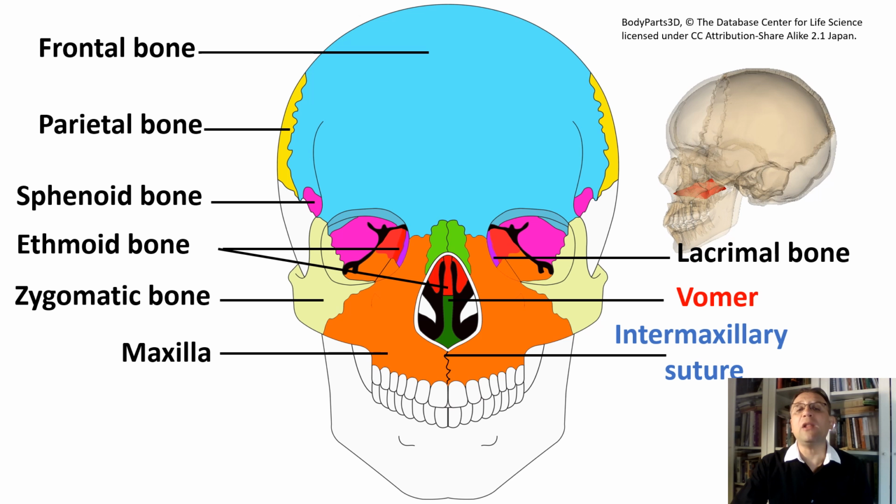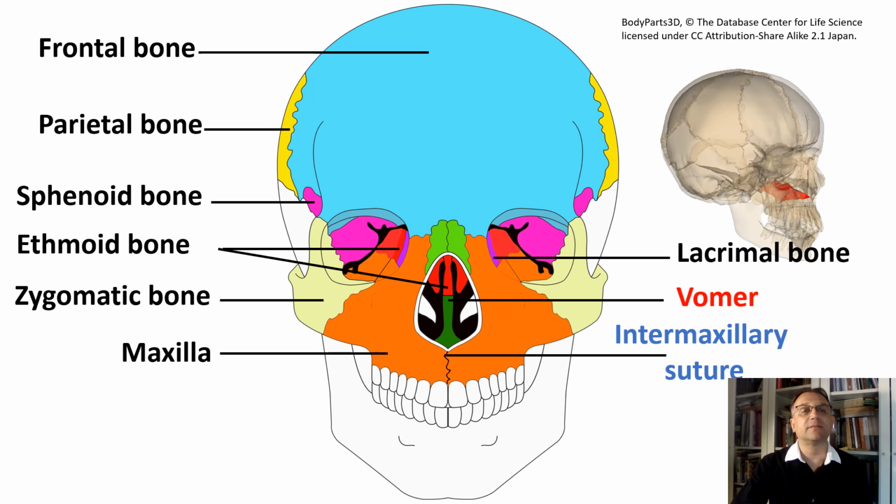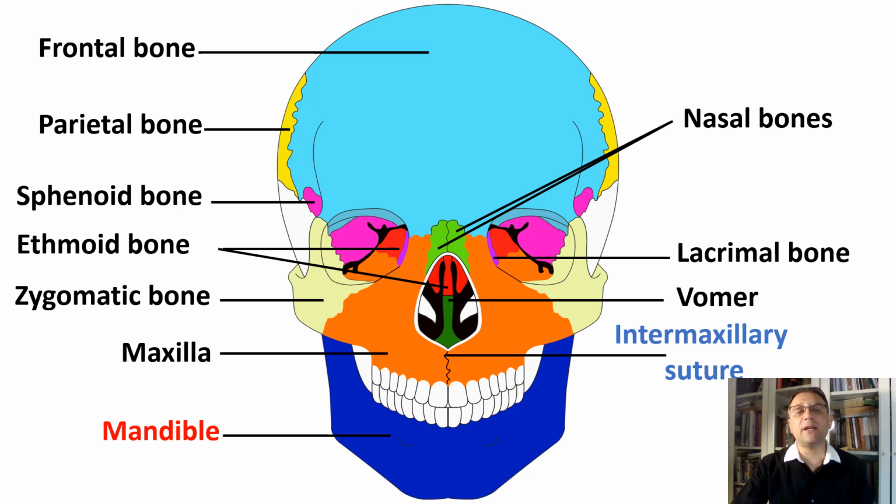Vomer is a small, thin bone separating the left and right nasal cavities. Inferior to the maxilla is the mandible, the lower jaw. It is the largest and strongest bone in the human skull and the only one that can move noticeably. It holds the lower teeth in place and it assists in mastication, that is chewing.